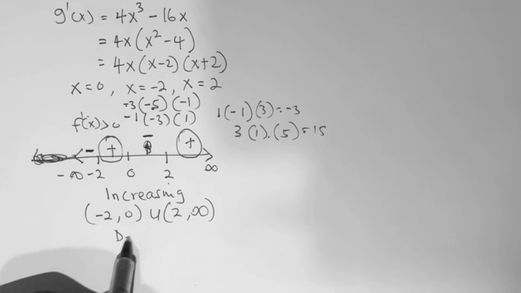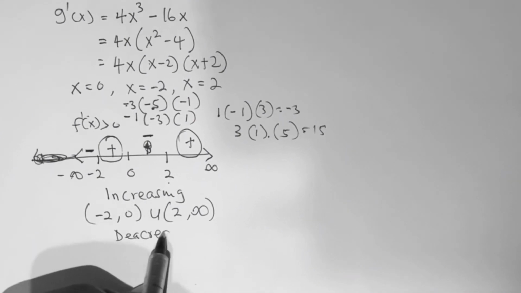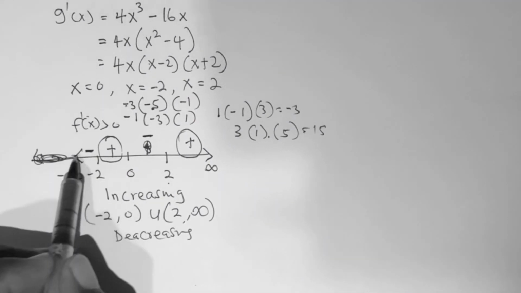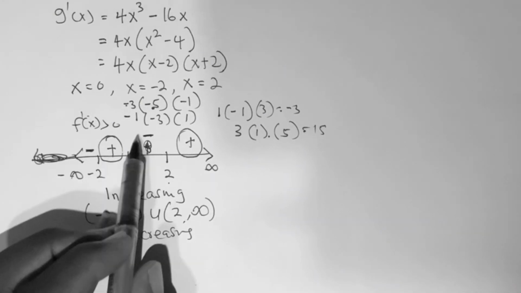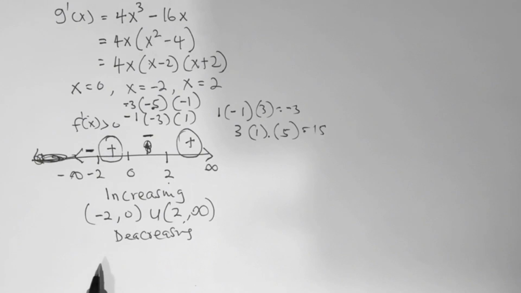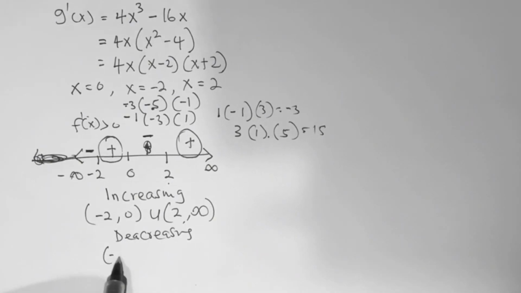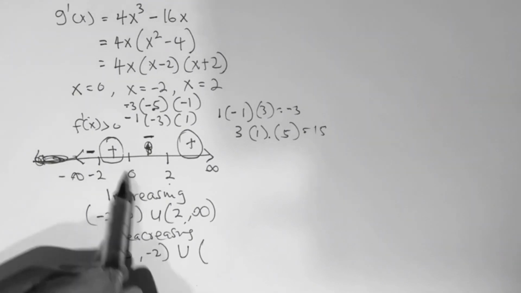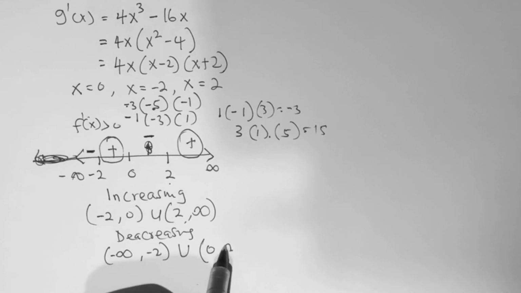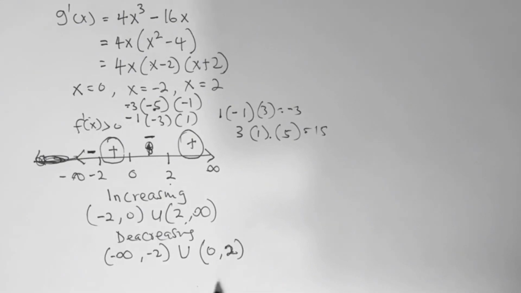Then decreasing. Now, all the intervals for which the function g prime of x is less than 0, it is decreasing in that interval. So we are having, in this case, minus infinity and minus 2, union 0 and then 2. So the function is decreasing in this interval.